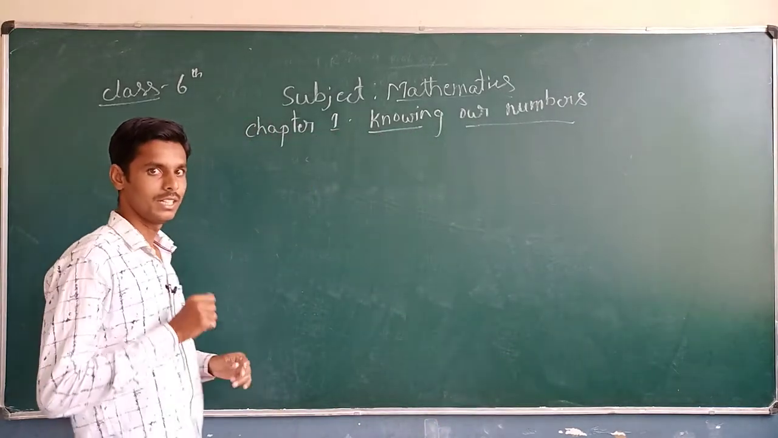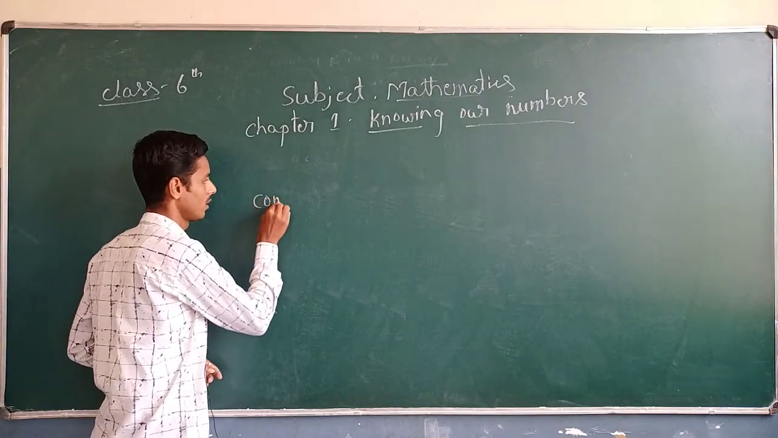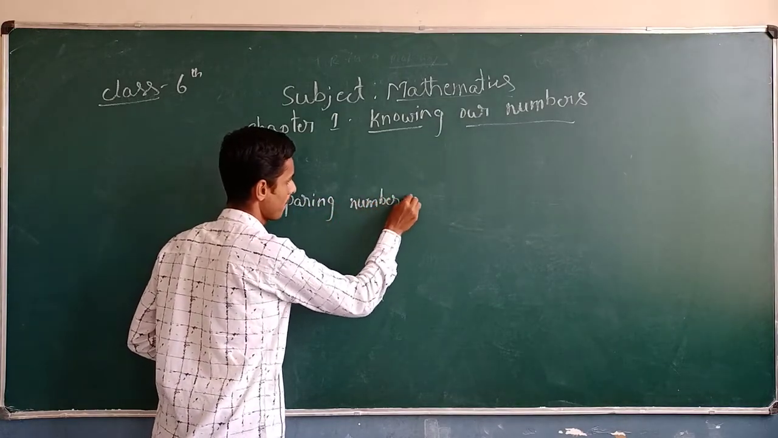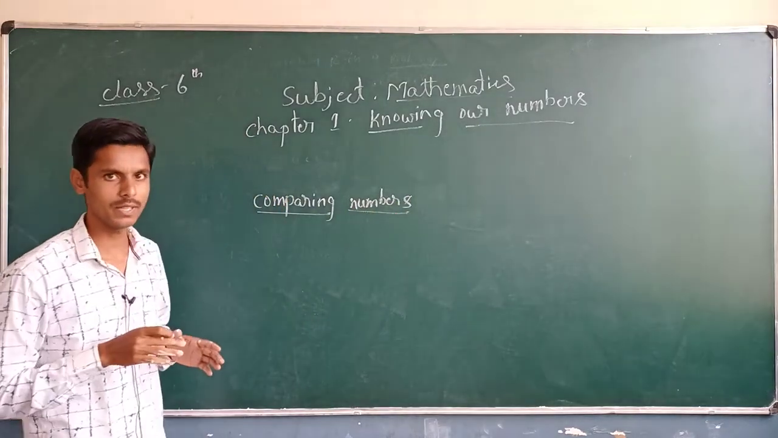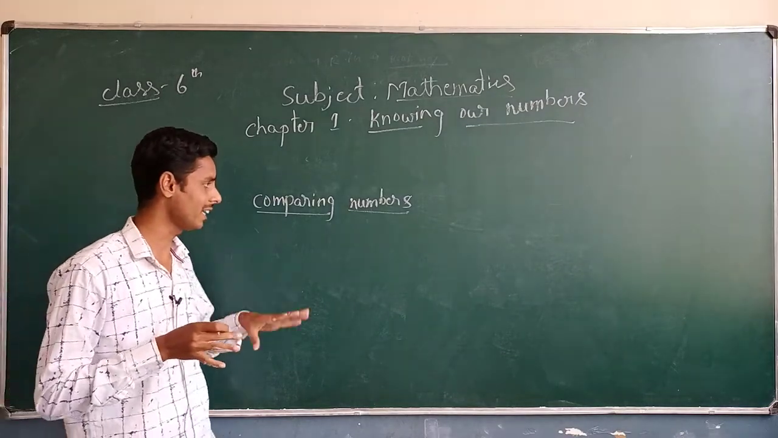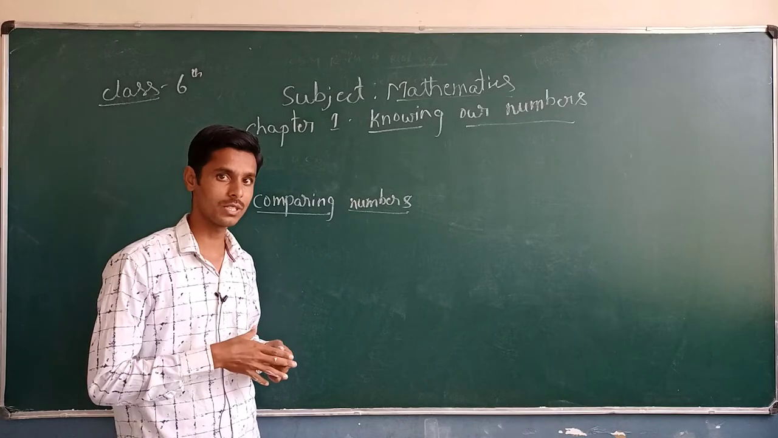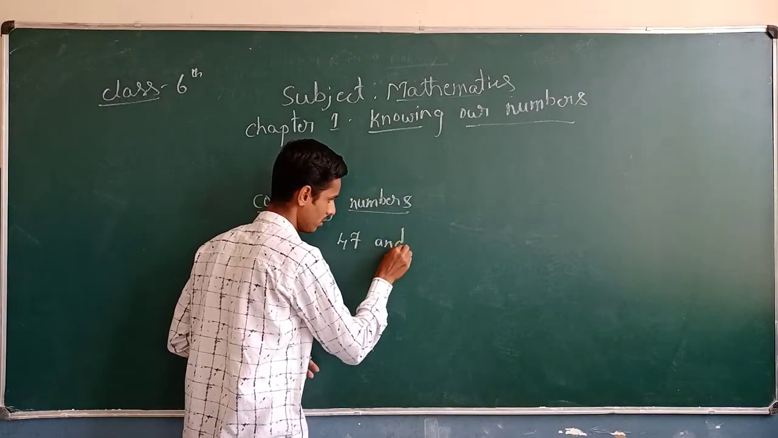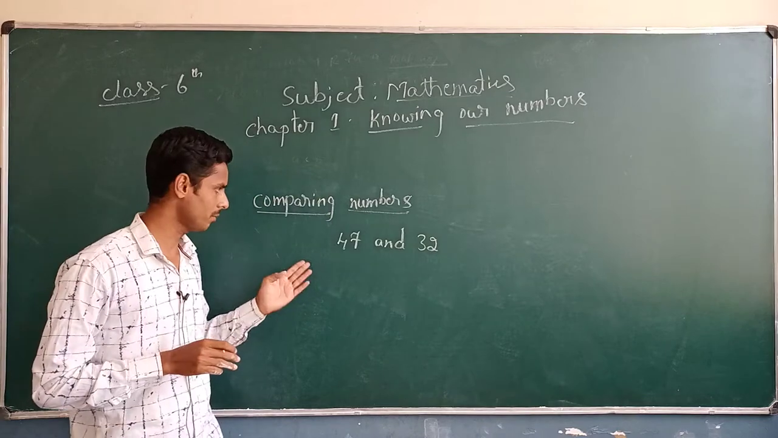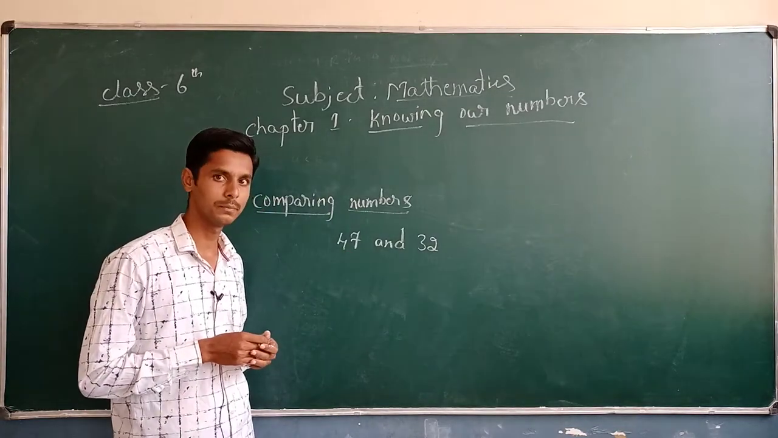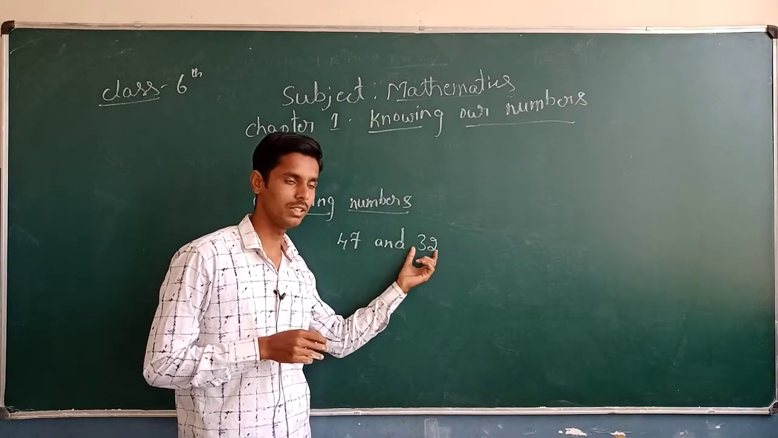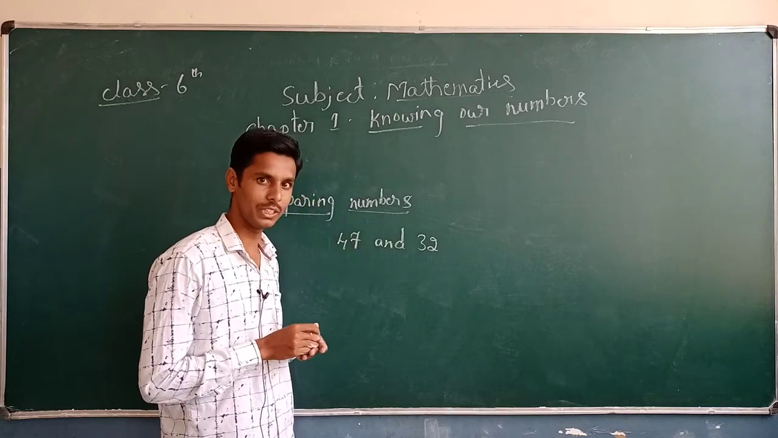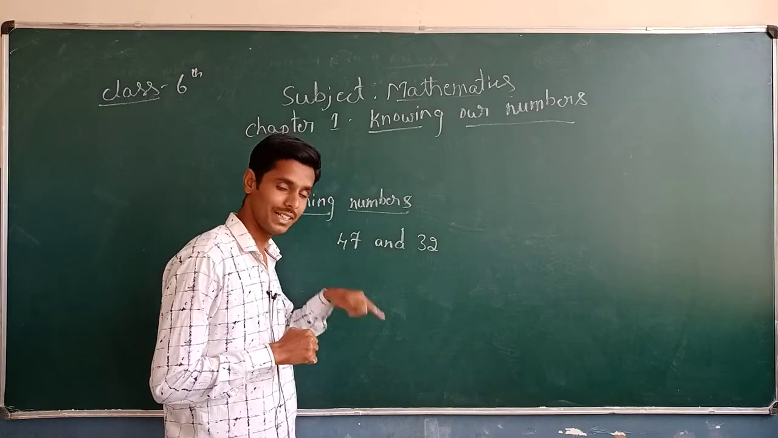Our next concept is comparing numbers. So what is this comparing numbers? Comparing numbers means deciding which number is greater and which number is smaller. For example, if I write 47 and 32, which number is greater here? 47 is greater and 32 is the smaller number when compared to 47. So by looking at the numbers only, you can judge that 47 is greater.